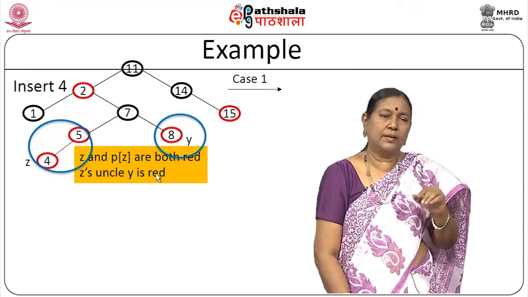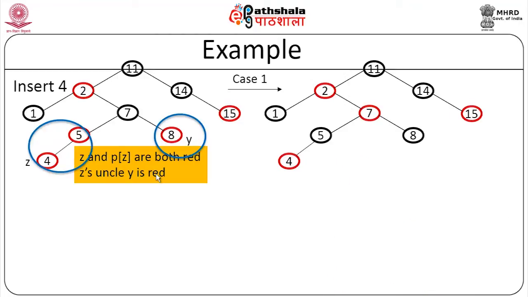So, what all has to be done in case 1? You remember what we did in case 1? We first colored y as black, and then we colored the grandparent as red, and then we colored the parent as black. Okay. So, that is what we did, and we get this new tree.